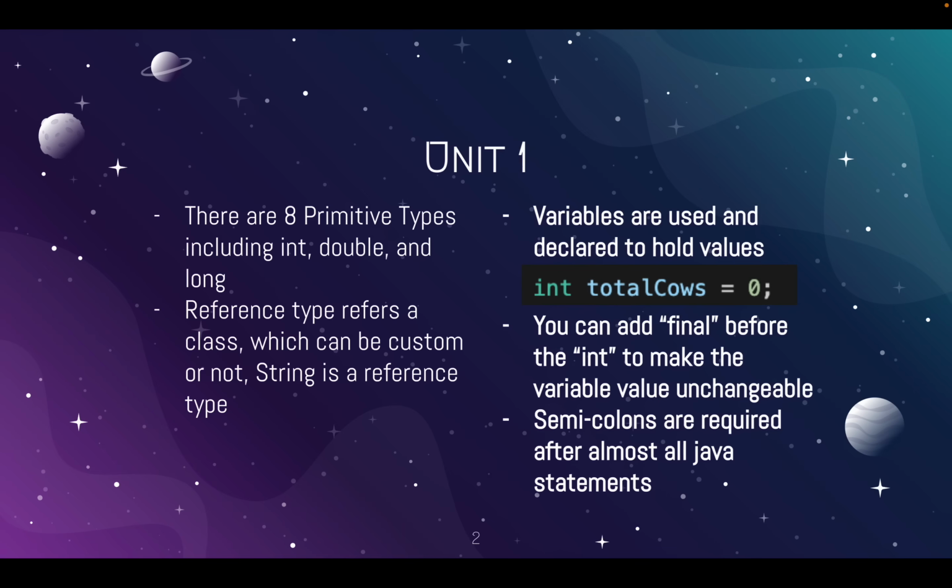So variables are declared to hold values. For example, this is me declaring an int variable called totalCows, and I'm setting it initially equal to 0. This is how you declare a variable. You can do it with any other primitive type or any other object for that matter. And at the end, you have to put this semicolon. And you can also add final before the int.